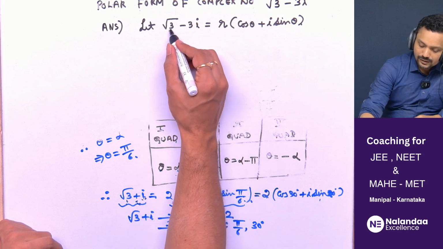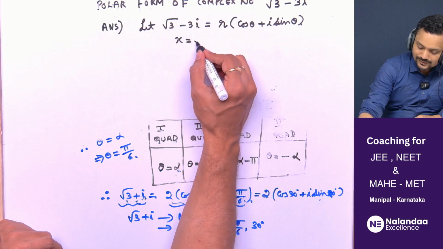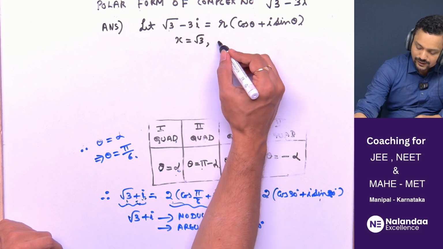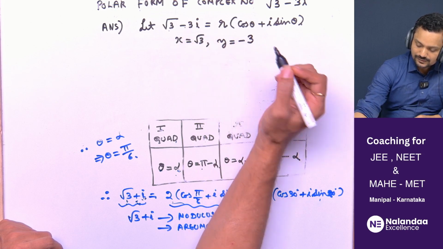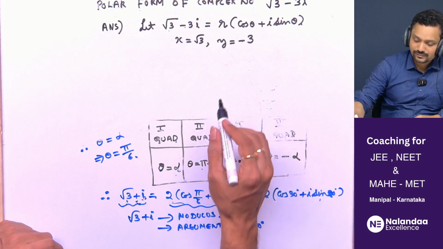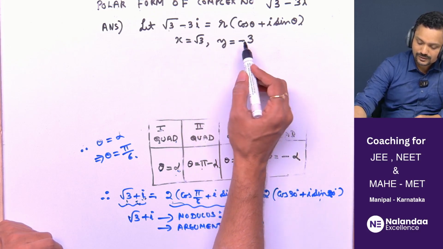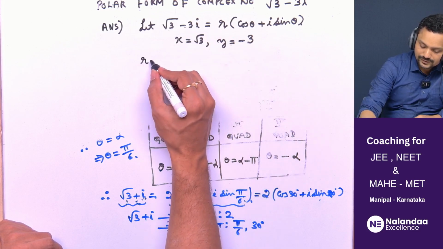Here, when you look at this complex number, x is equal to root 3, and y is equal to minus 3. The sign is very important because you have to decide the quadrant. So x is equal to root 3, y is equal to minus root 3. Now finding r is very easy.